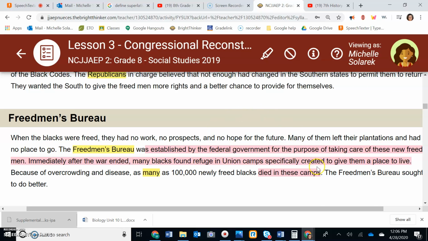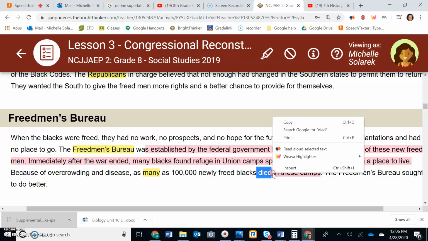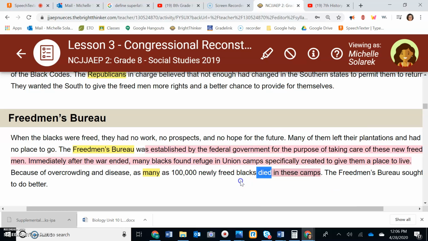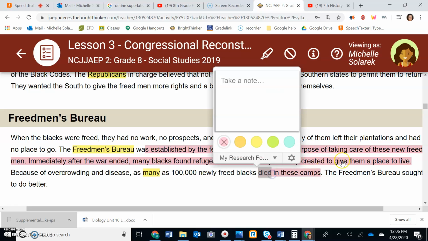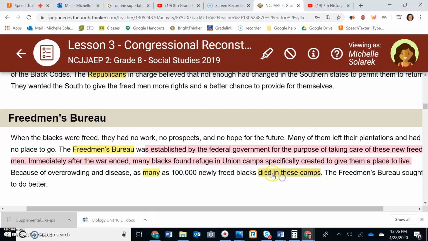Many, I actually have the wrong word in yellow. If you write many, I'll accept it, but it's many died. What happened to the black people? I'm sorry, I can't change this to yellow, but this word right here, died, that's the answer. Oh, maybe it's going to let me do it. Many died. So what happened to the slaves that were free, that went to the Bureau? Number 7, many died. That would be the right answer.